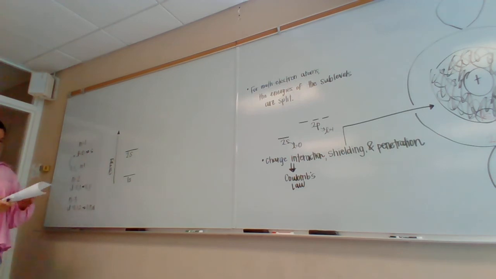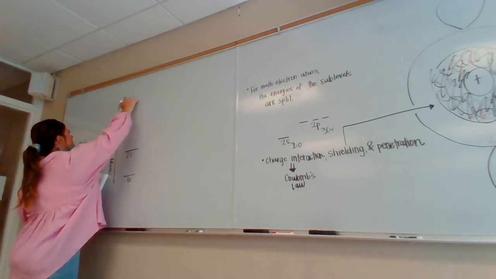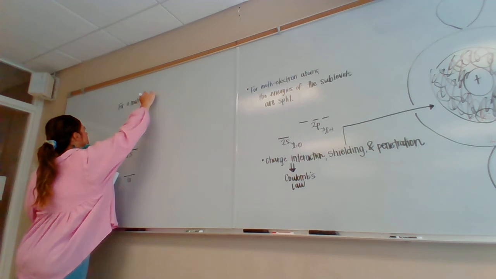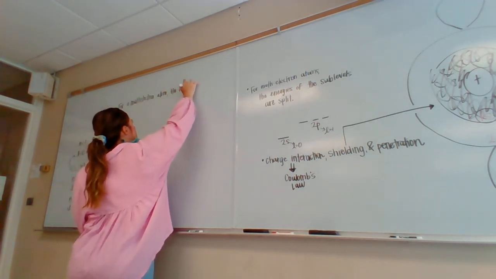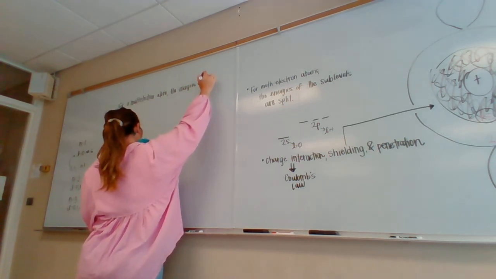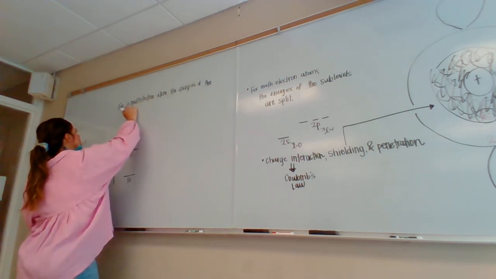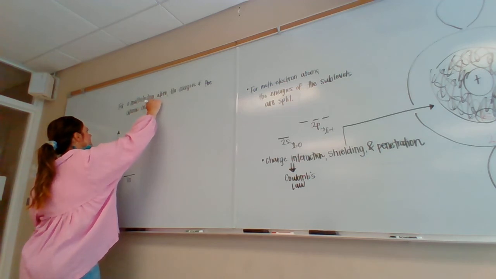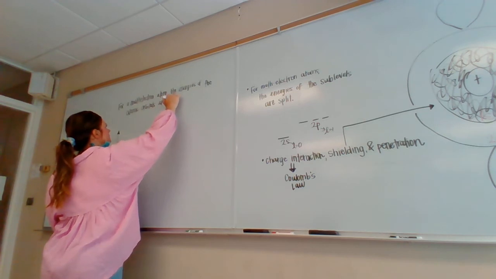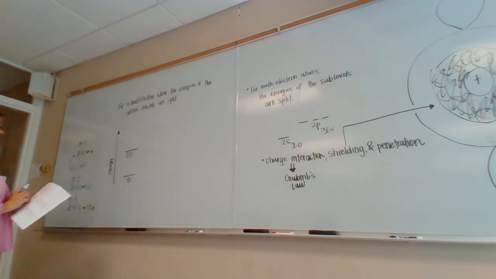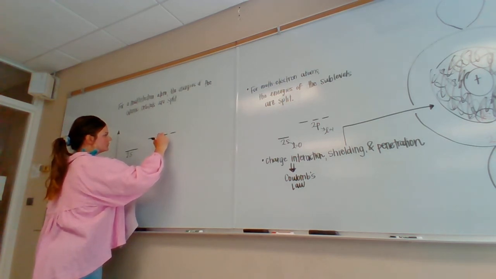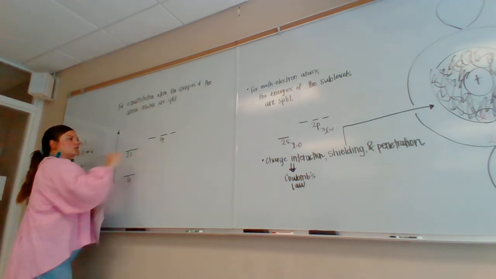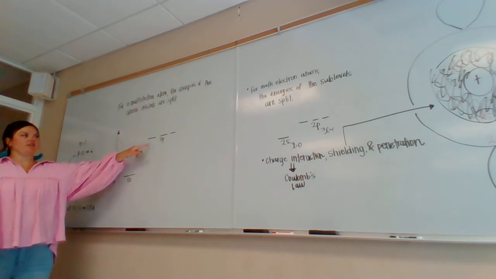So for a multi-electron atom, this is going to look a little different than our hydrogen looked. So now, in my second energy level, the S and P orbitals are no longer degenerate. S is lower in energy than the P orbitals.